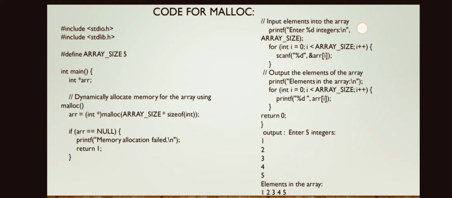Remember one thing: in the malloc function, initially there is some garbage value in it. So we are checking here whether it is null or not. If it is null, the code will be stopped here itself, and if not, it will ask for the values from the user. After that, we are printing the values given by the user. So here is the output for this code.